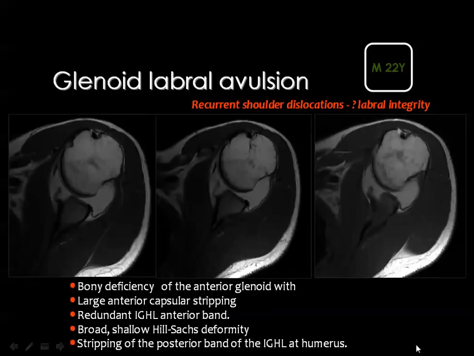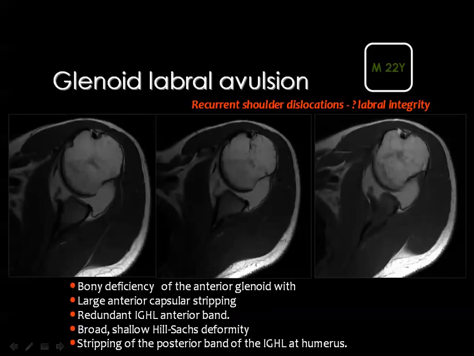In glenoid labral avulsion, or what is known as the Bankart lesion, the glenoid labrum is avulsed from its site, and you call this Bankart lesion, as I have said. And this may be associated with bony deficiency of the anterior glenoid, with large anterior capsular stripping and redundant inferior glenohumeral ligament.